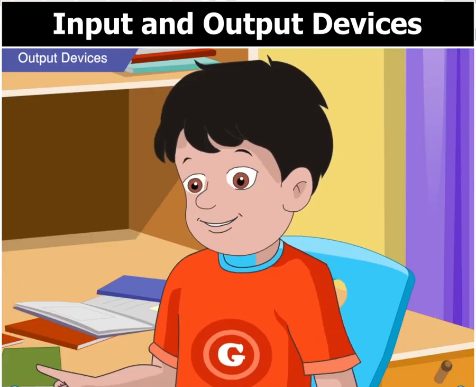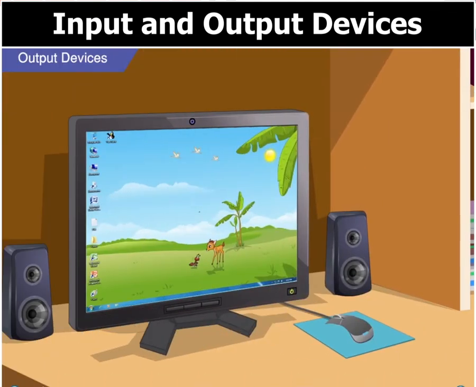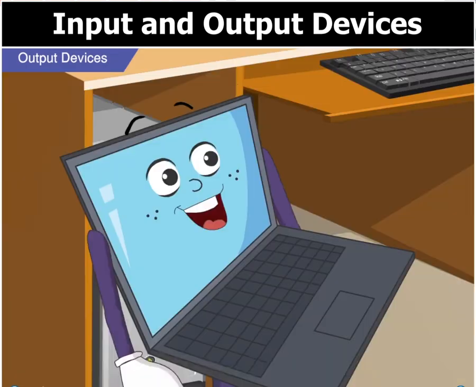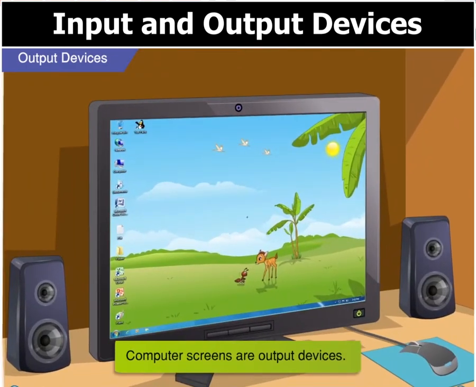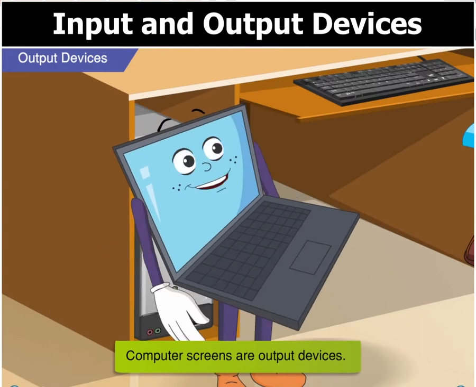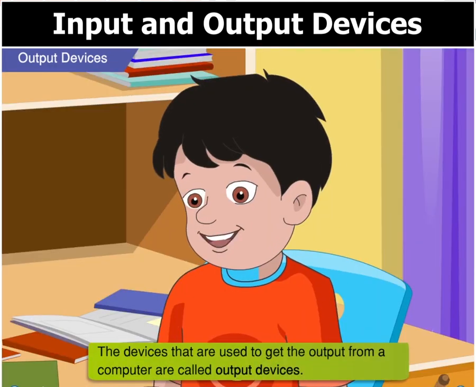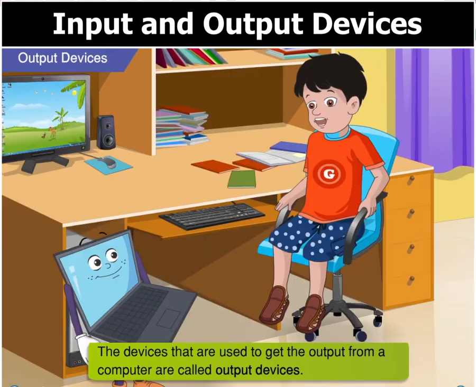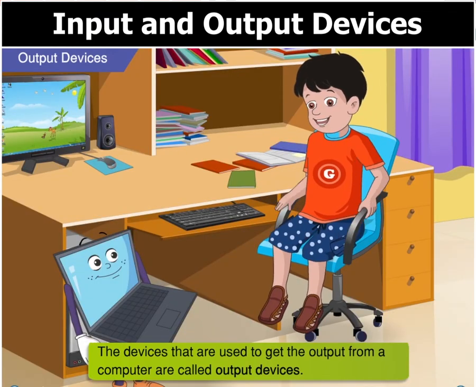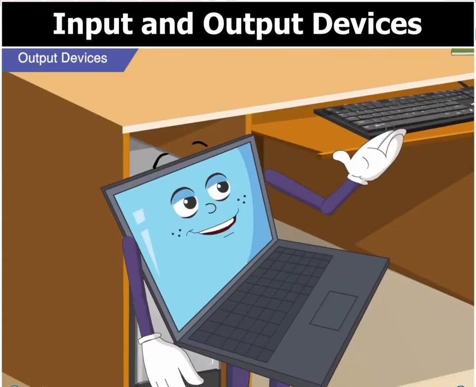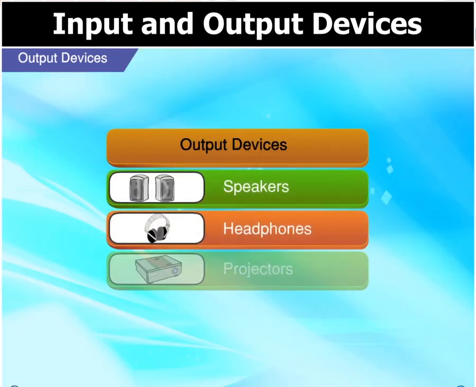If a touchscreen is an input device, can my computer screen be called an input device? Look, Goggle, your computer screen or your monitor does not send any data to the computer. Instead, it only provides output to you. So, it is an output device. Okay, I remember what output devices are. The devices that are used to get the output from a computer are called output devices. Correct, Goggle. Speakers, headphones, projectors are all output devices.